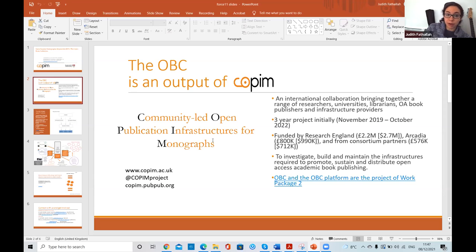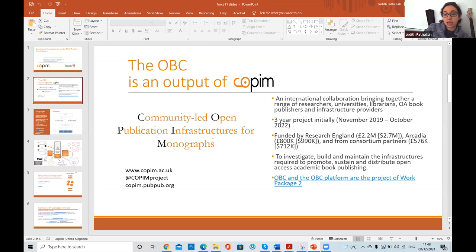So the Open Book Collective is one of our proposed solutions to this problem. And the OBC, or Open Book Collective, is an output of the COPIN project. COPIN stands for Community-Led Open Publication Infrastructures for Monographs. And you can see the links to our PubPub, our Twitter, and our website there, where you'll find open access, obviously, all the work that we have done so far and all the outputs that we've made from the different work packages. COPIN is an international collaboration bringing together researchers, universities, libraries, OA book publishers, and infrastructure providers. It was initially a 3-year project funded from 2019 to 2022, but we are securing a no-cost extension into 2023 at the moment. It has been funded by Research England, Arcadia, and our consortium partners.